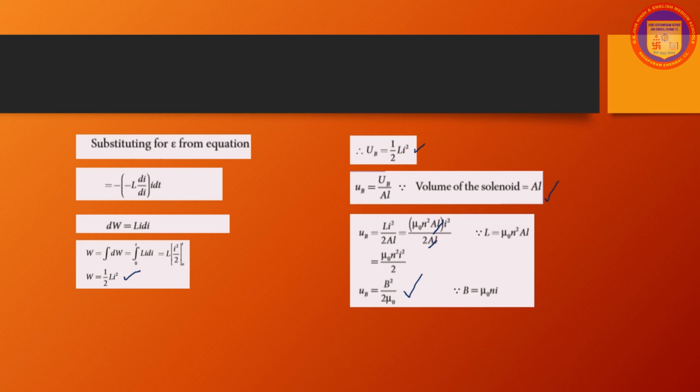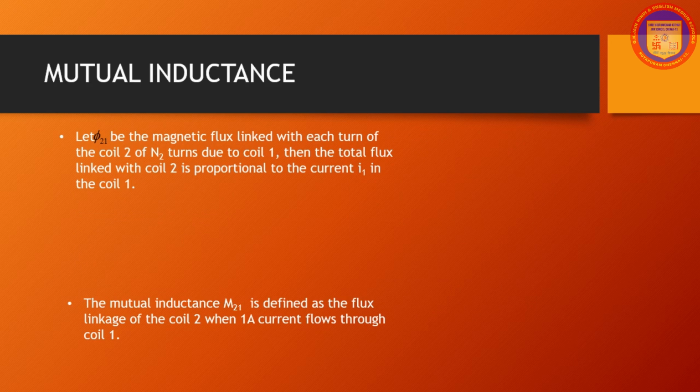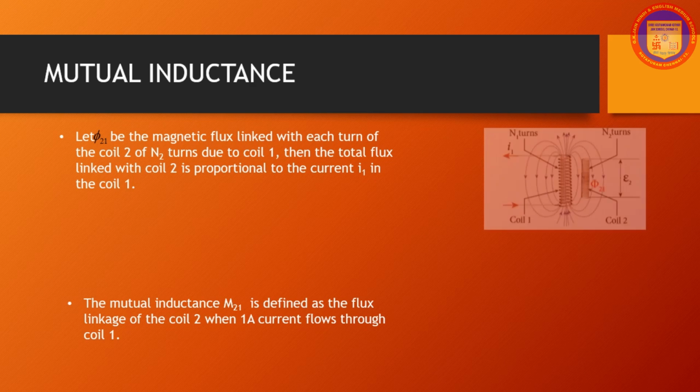The next topic is mutual inductance. When an electric current passing through a coil changes with time, an EMF is induced in the neighboring coil. This phenomenon is known as mutual inductance, and the EMF is called mutually induced EMF. Consider two coils which are placed close to each other. If an electric current I1 is sent through coil 1, the magnetic field produced by it also linked with coil 2 changes. Let phi 21 be the magnetic flux linked with each turn of the coil 2 of N2 turns due to the coil 1.